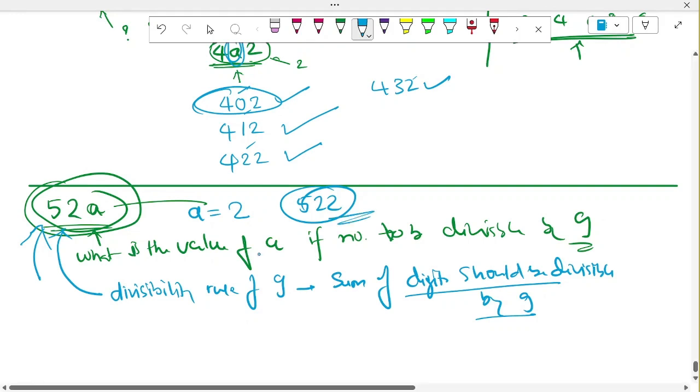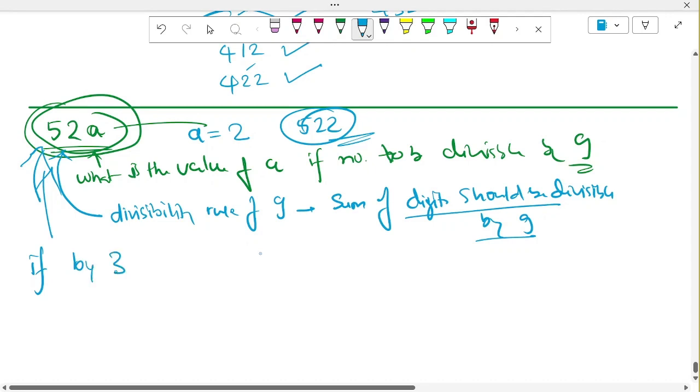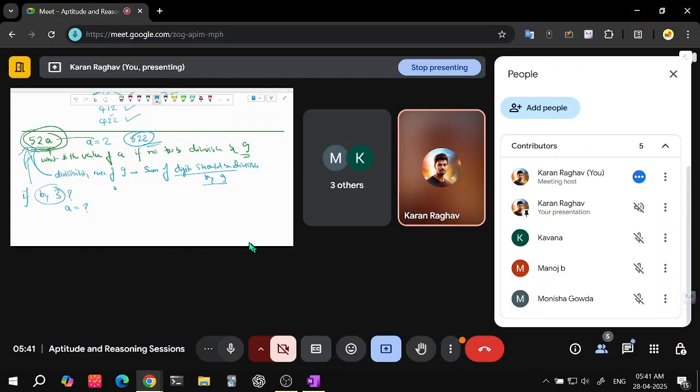Alright. Now can you tell me what are the possible values of a if you want this number to be divisible by 3? Now, I want this number to be divisible by 3. What is the value of a? So what is the rule? When you take the sum of all the three digits, it should be divisible by 3. That is the rule. So, how will you find the answer for this question?